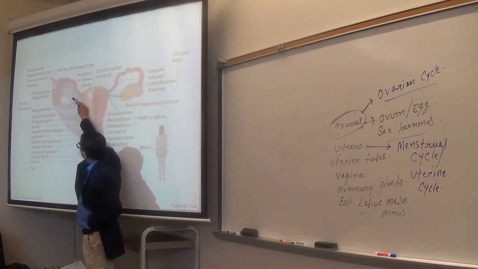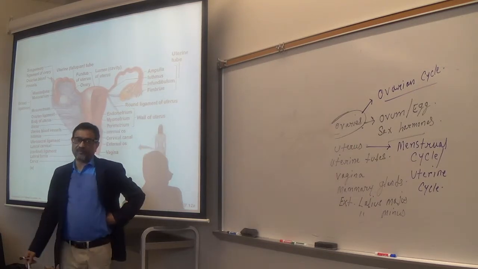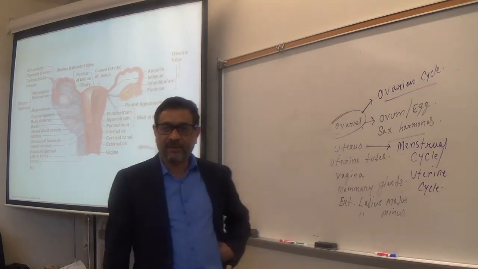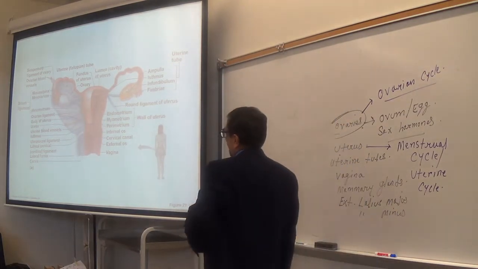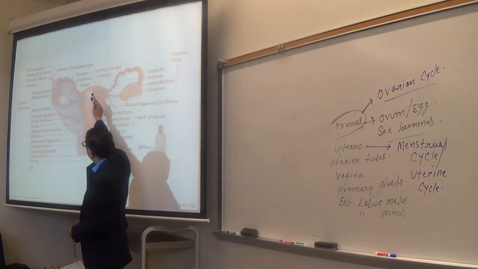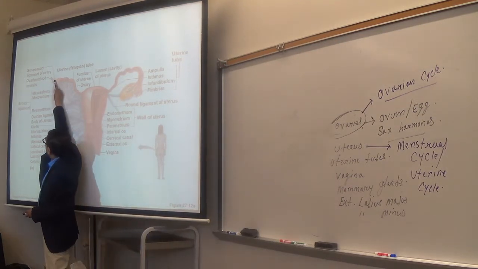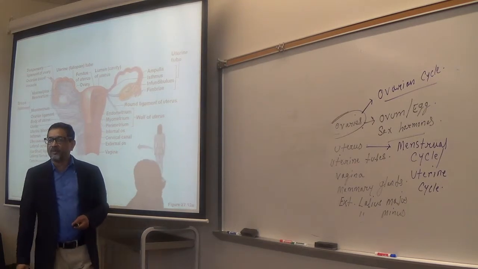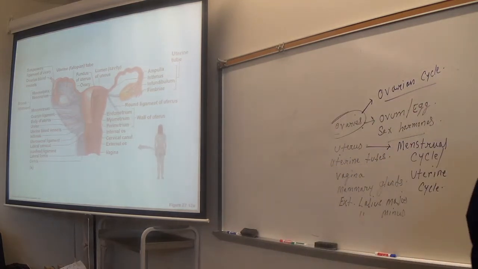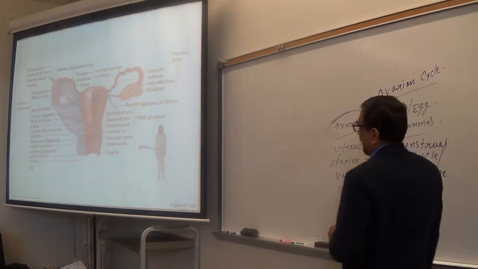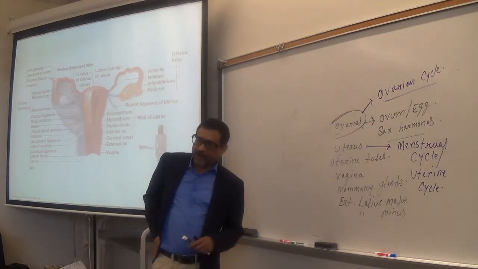So you see here, this ligament connects the ovary to the uterus. This is called the ovarian ligament. Ovary and uterus. So you have two ovarian ligaments. Then this ligament that contains the blood vessels and nerves inside it is called the suspensory ligament. It attaches the ovary to the lateral pelvic wall.